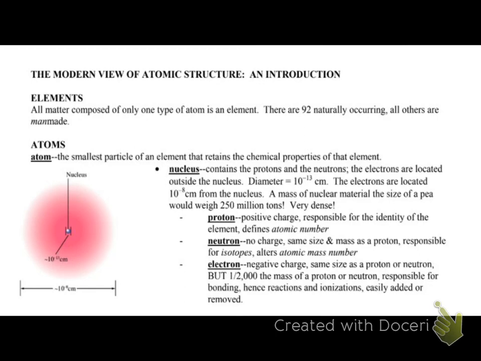Anything above 92 is man-made, okay? So 119 would be man-made, but it's considered an element because they create it, and it's just protons and neutrons. But they are working on creating 119, so you could see a new period added to the periodic table, which is kind of cool.